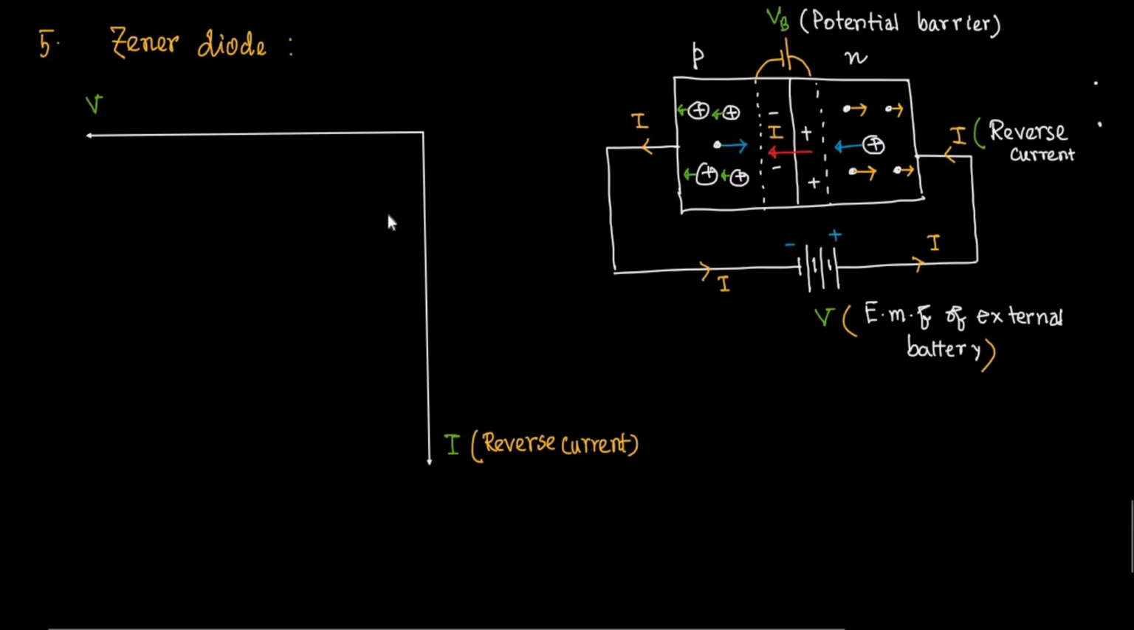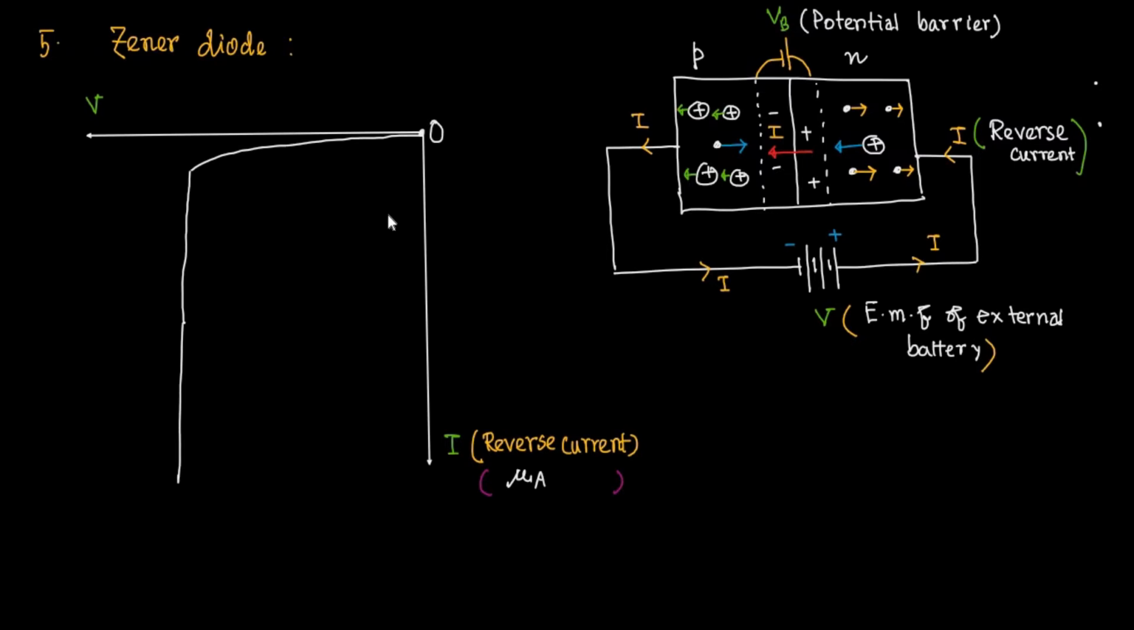Last day we discussed what a reverse biased p-n junction diode is and the reverse characteristics. This current is a very small reverse current, which has the unit microampere. Now we can plot the reverse characteristics. In this portion, the current decreases very slowly, exponentially, and this point is the origin O. From this point, the current increases abruptly. This is the reverse characteristics.